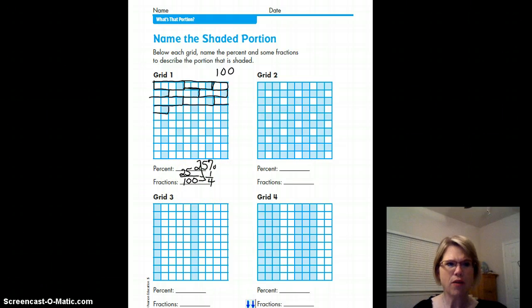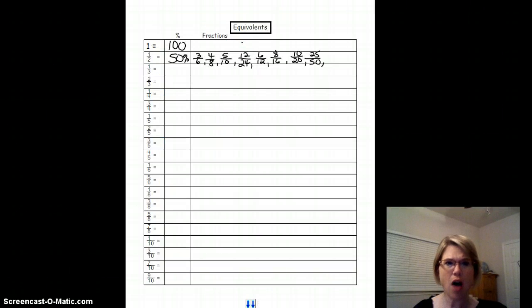Wait a minute, 1/4, wasn't that on my equivalence page? Oh, it is, look. 1/4 is on my equivalence page. So let's write down that that's equivalent to 25%, because it was 25 out of 100. That's what percent means, per 100. And so we said it was 25 out of 100, and we also said that it was equivalent to 1/4, which we already had written down.